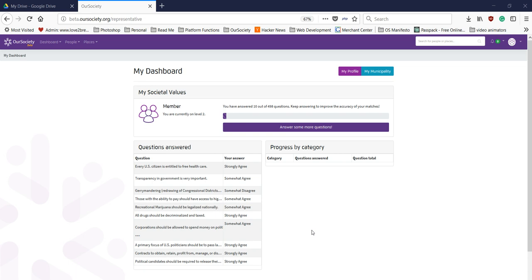Now, when you're ready to answer questions, the first thing we do is click this large purple button that says Answer Some More Questions. But before we do that, let's talk about why the questions are important. OurSociety is a free and open election campaign platform designed to maximize your exposure for no money, for free. In order to do that, we have to provide value to the citizen users.